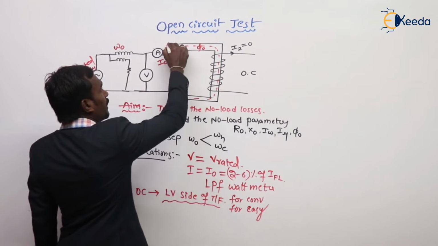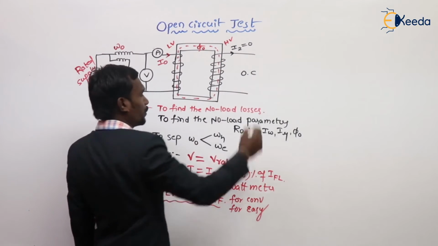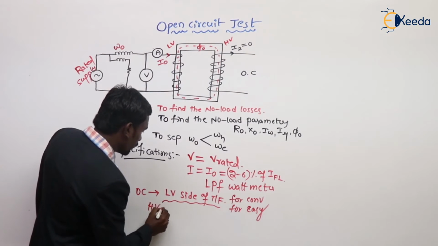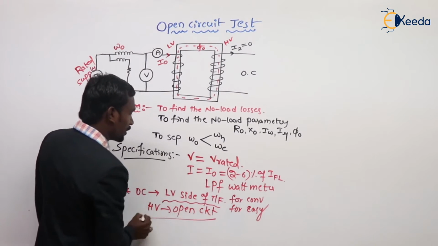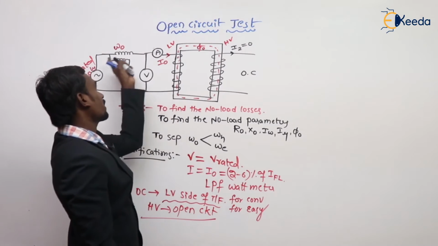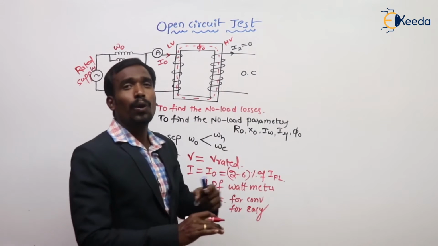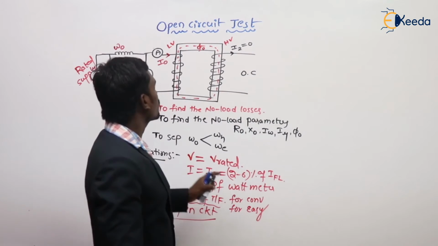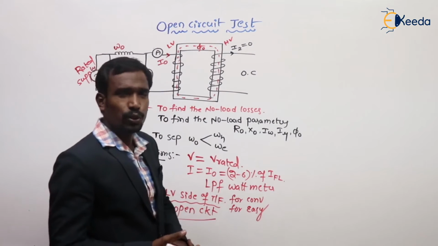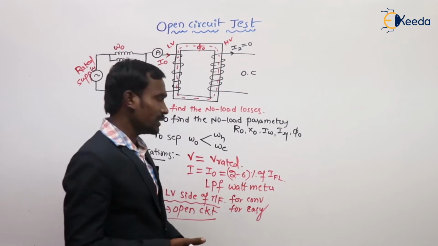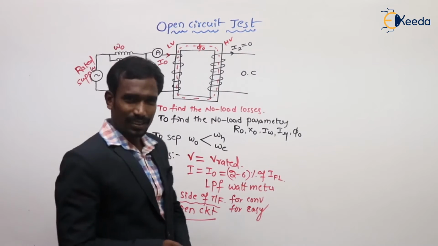So this is the LV side, and the HV side is open circuited. The test is conducted on the LV side and the HV side is open circuited. This is simply about our open circuit test: first why we have to do it, what the voltage and currents are, and where we have to do it. Now let's do the test.